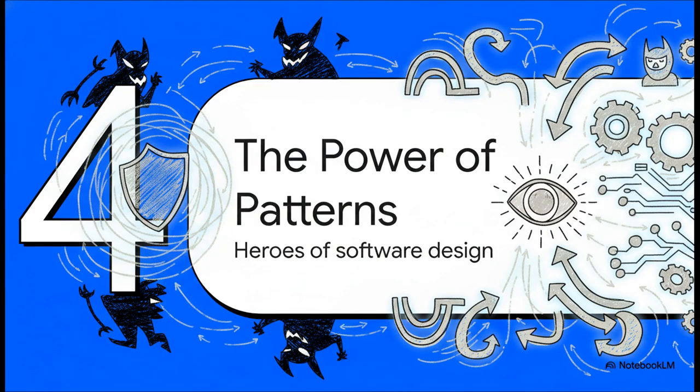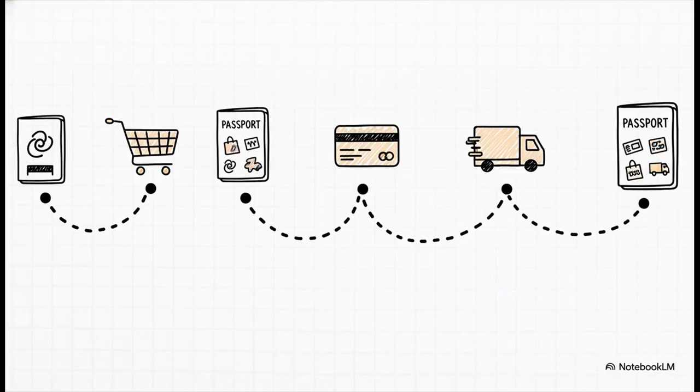So, if anti-patterns are the villains causing all this chaos, what's the solution? Well, let's meet the heroes of our story, design patterns. These are the good guys. Our first hero is called distributed tracing. Now, this is so cool.